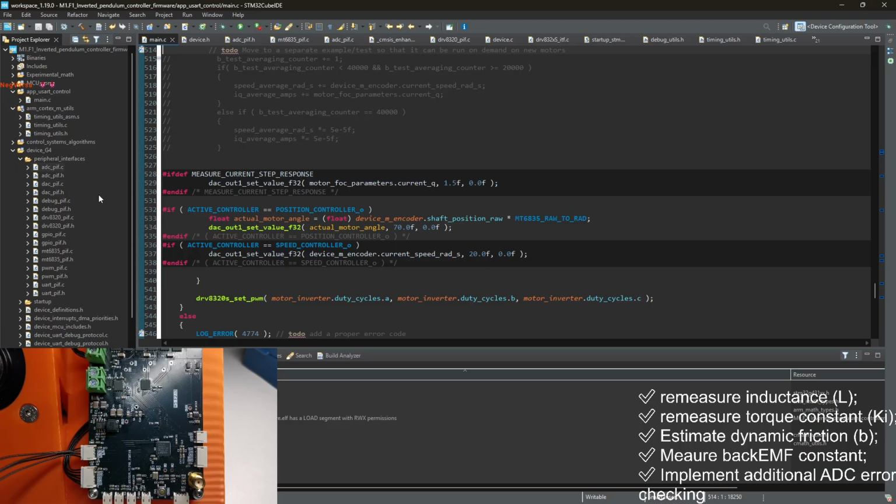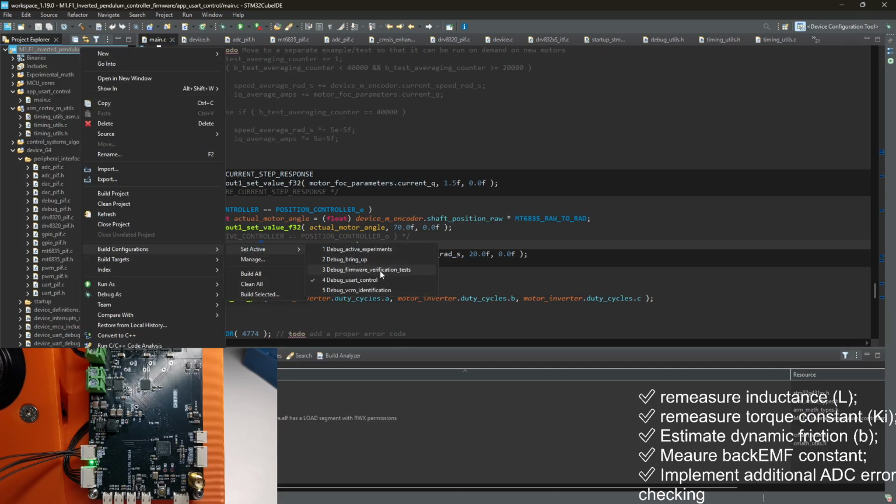So what tests will there be then? We will test inductance, which is one test that needs to be done for 3 phases. And we also will need to test speeds for our dynamic friction and back EMF constant, which is also a few tests. But currently it's done kind of bad. Okay, let's do it in active experiments and then we will move it into a proper position.